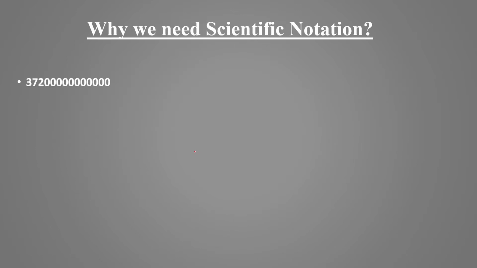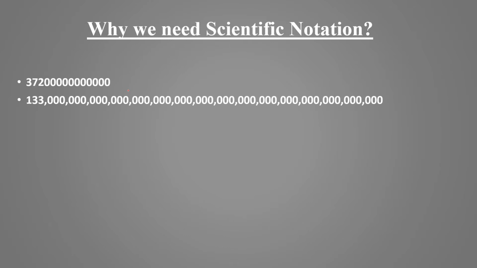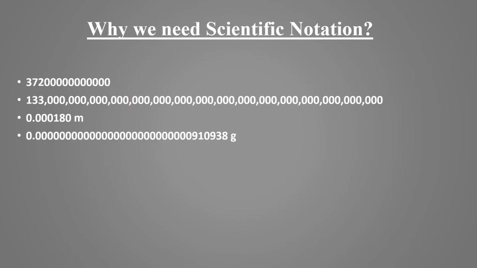Before we learn what scientific notation is, let's have some background on why we need it. In science, we deal a lot with measurements, and the measurements are often very large or very small. For example, the number on the screen is the estimated number of cells in a human body. This next number is the estimated number of atoms on Earth. And this number is the width of a human hair, a very small number. And the last example is the mass of an electron in grams.